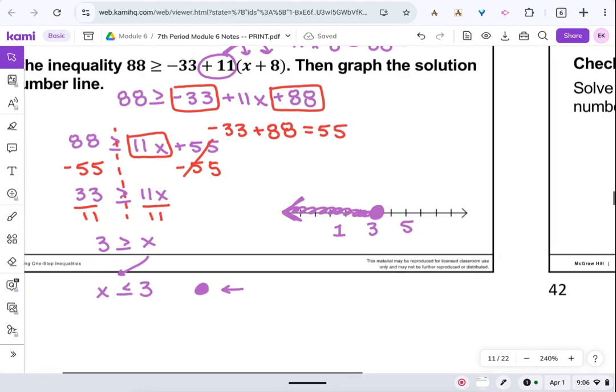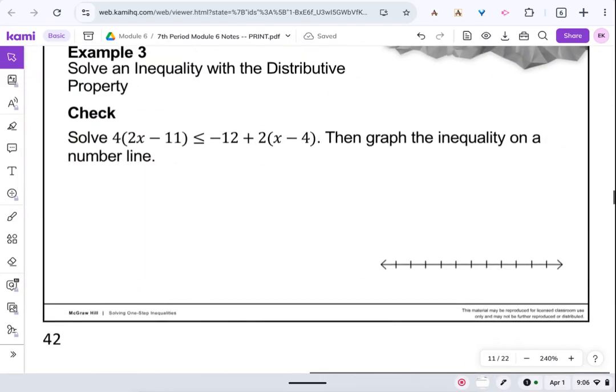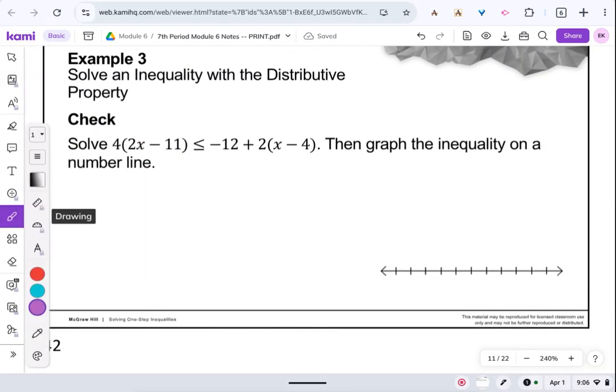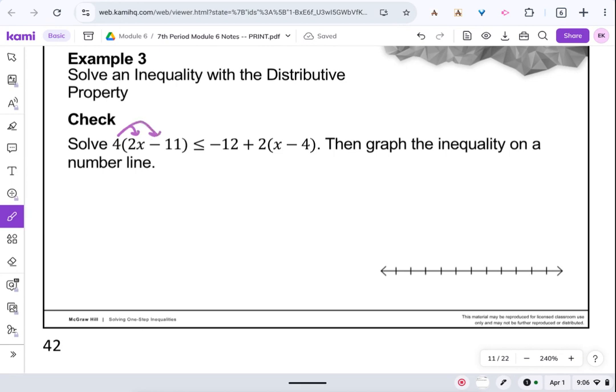All right, the last problem we're going to look at is on slide 42. This one's a little bit longer as well, but we'll just take it step by step here. So we've got some parentheses, so we need to deal with those first. Okay, so the first one's a 4 on the outside. We're going to multiply that to a 2x, which gets me 8x. And then I've got 4 times negative 11, which is negative 44. So those are going to be my new terms on the left side. 8x minus 44.